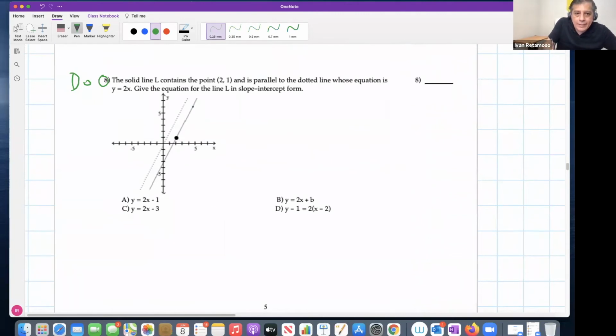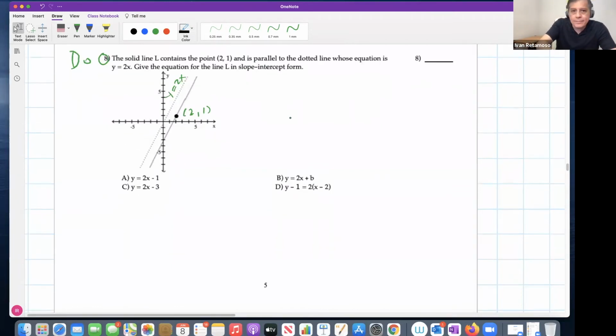Hint, they are saying that for the dotted line, this is (2, 1), right? For the solid line, or for the dotted line, they are saying y equals twice x, the equation, right? This is the point.